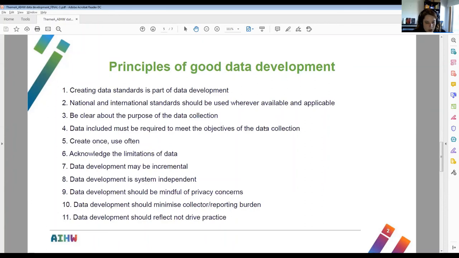We'll also look at principle seven, data development may be incremental. So there may be some information that can be readily defined and captured and other data that's more difficult to quantify or reach agreement on. It doesn't have to be achieved in one go and can be an incremental process. So the early focus on clinical trials demonstrates this approach for HeSANDA. It's a relatively well-defined space to start and application can be extended over time to keep providing value.